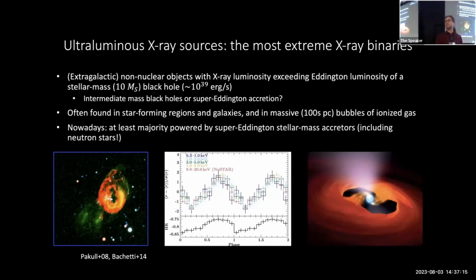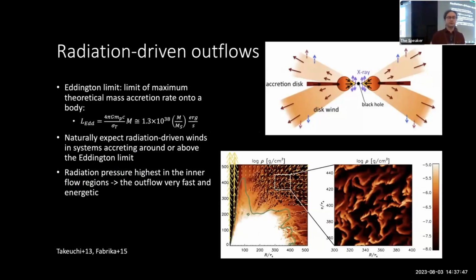Nowadays, we know that the majority of this population is indeed powered by super Eddington accretion onto X-ray binaries. And the final and the most important piece of evidence for this was that pulsations were detected from a few of these sources, maybe now up to 6 or 7. And therefore, these pulsations suggest the presence of a neutron star as the accretor powering this source, which means that this object has to be a super Eddington accretor. Super Eddington accretion is naturally associated with radiation pressure.